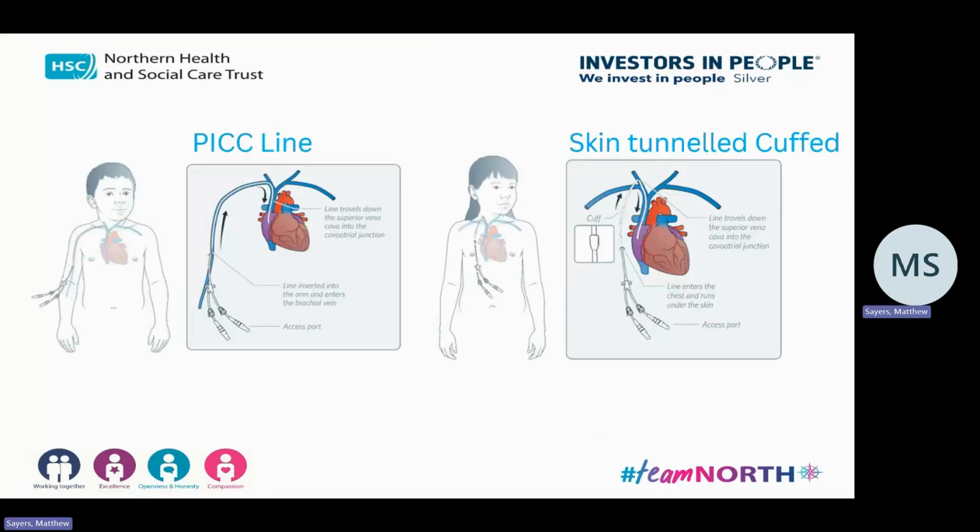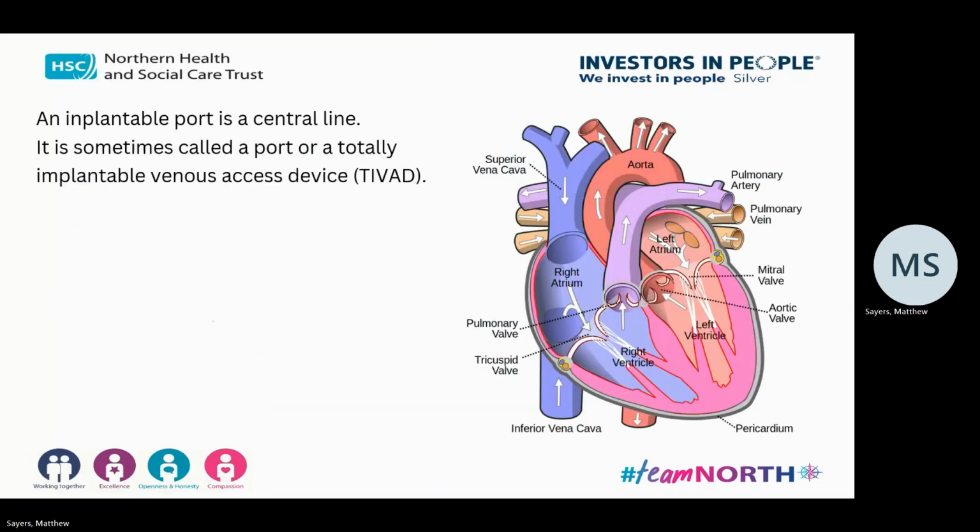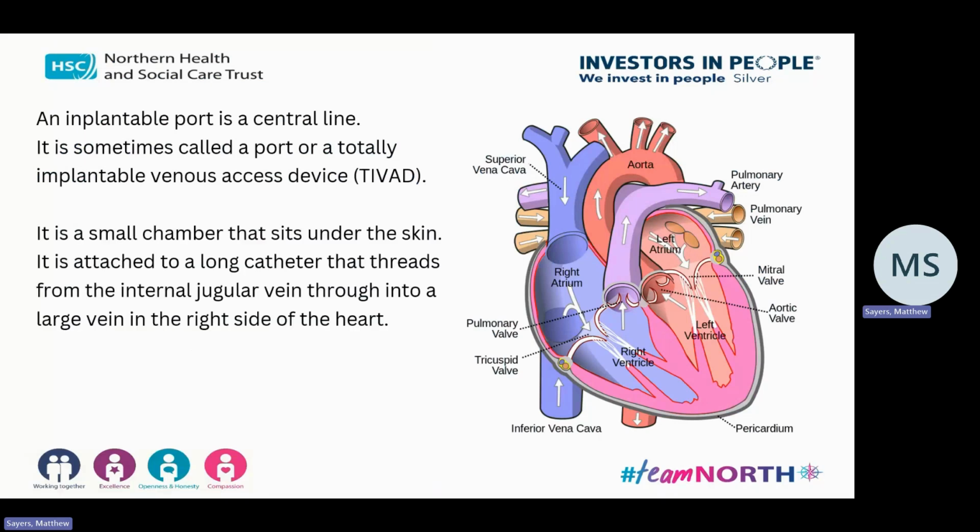So just to revisit some that you may have already seen in your practice, you've got the PICC line, which is obviously entering in the arm, the skin tunnel that's entering in the chest. And then we have what is commonly called the Portacath, which sits just underneath the skin. So an implantable port is still a central line, and it could be referred to as just a port, Portacath, or a TIVAD, the totally implantable venous access device. So you'll see each of those being used in practice.